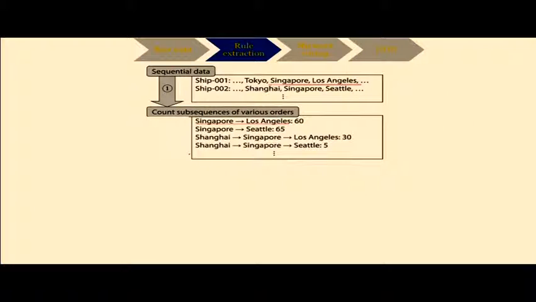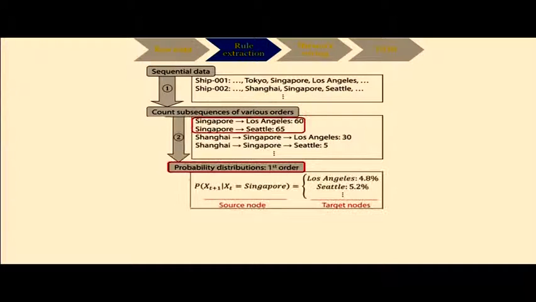And so what we then did is we counted. We think of it as constructing n-grams. So we said, okay, this is the trajectory. Now let's make some n-grams out of this data. And we counted the subsequences. Singapore, LA happened 60 times. Singapore, Seattle happened 65 times. Shanghai, Singapore, LA happens 30 times, etc. So we built these n-grams and their counts from there on.